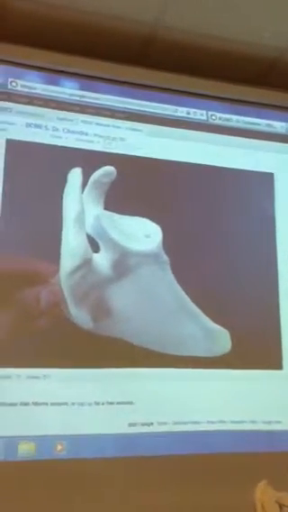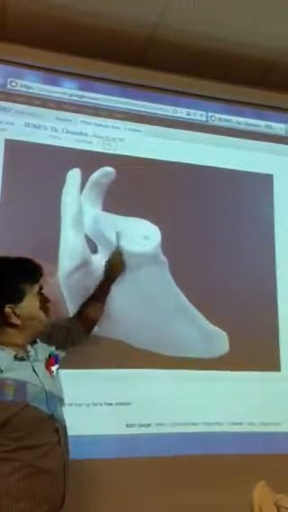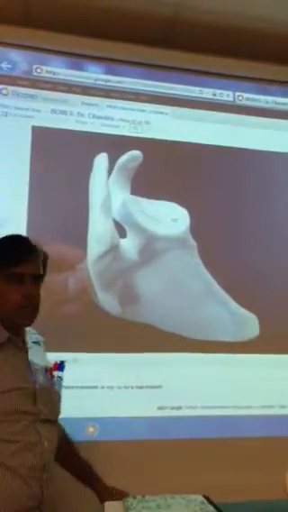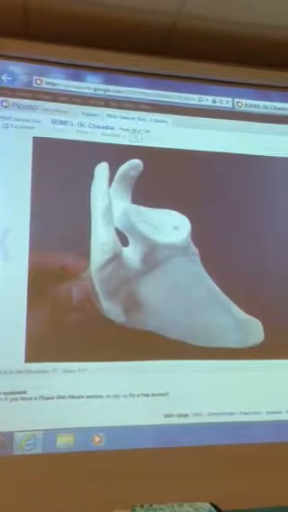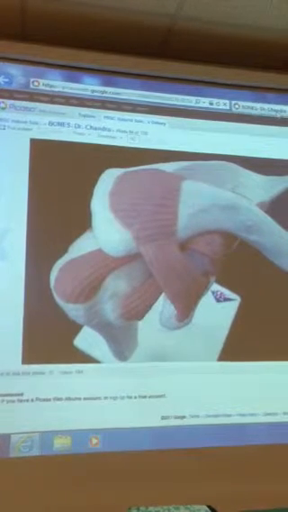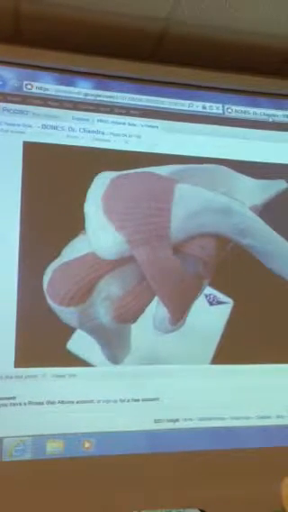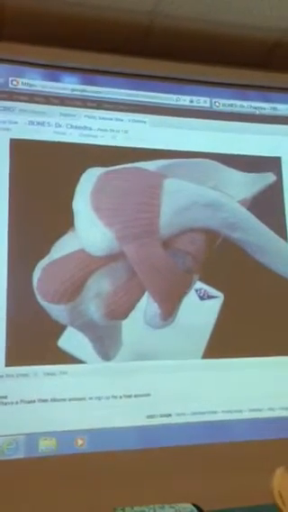Here you can see the glenoid fossa, the glenoid cavity, very well. Okay, so now let's do the humerus and the other bones of the arm.